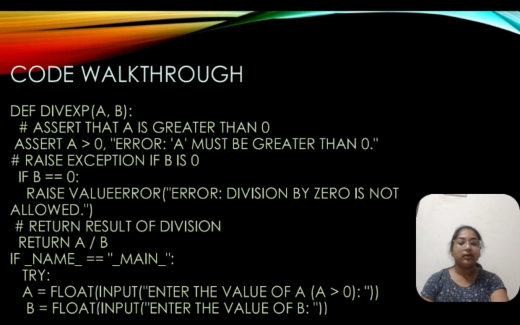Next, we have to return the result of division. We have to return a by b. If name is equal to main, we have to try that a is equal to float.